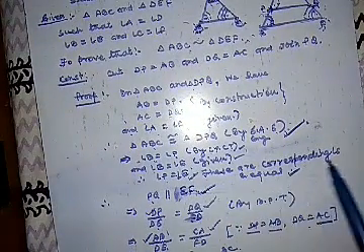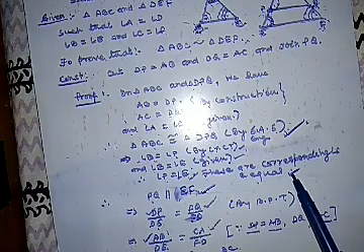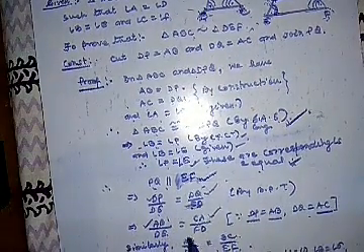Now, triangle ABC is congruent to triangle DPQ. Therefore, angle B is equal to angle P by CPCT, corresponding parts of congruent triangles. And angle B is equal to angle E given. Therefore, angle P will be equal to angle E. Angle P and E are corresponding angles and equal. Therefore, PQ is parallel to EF.